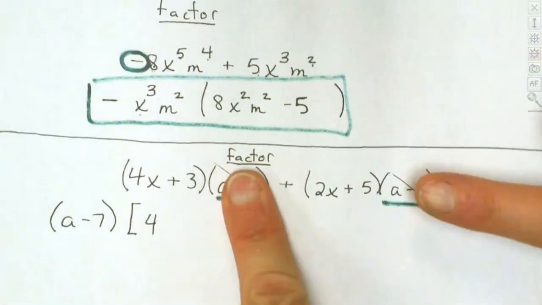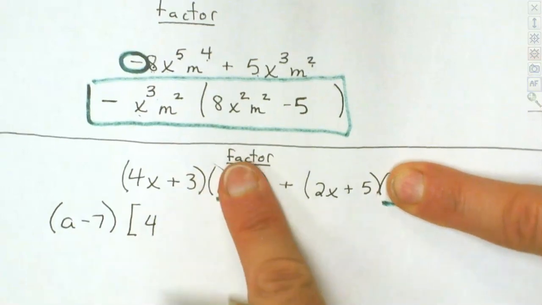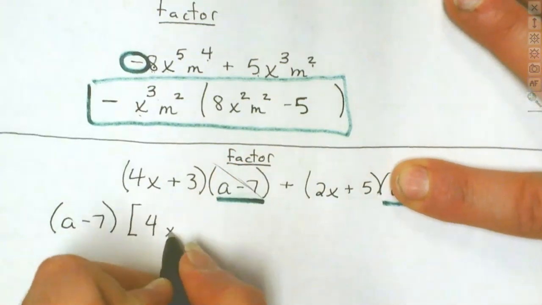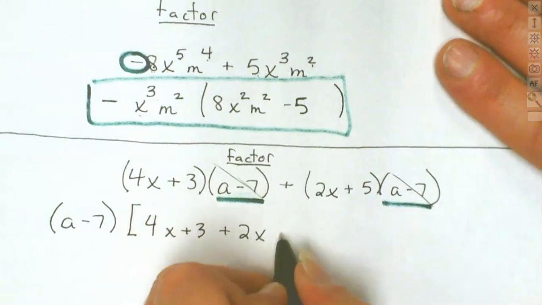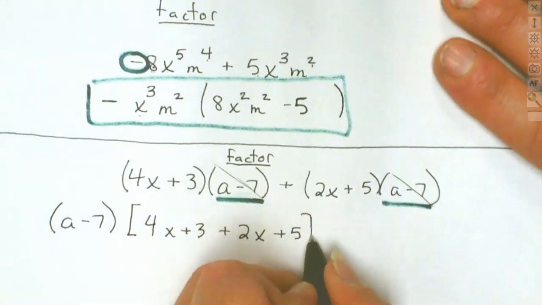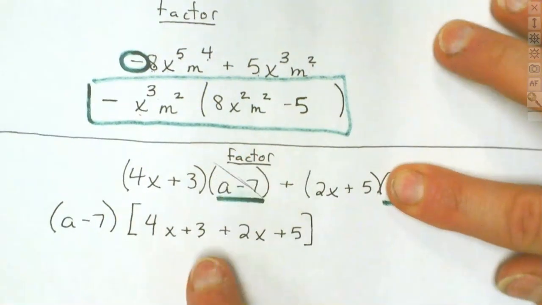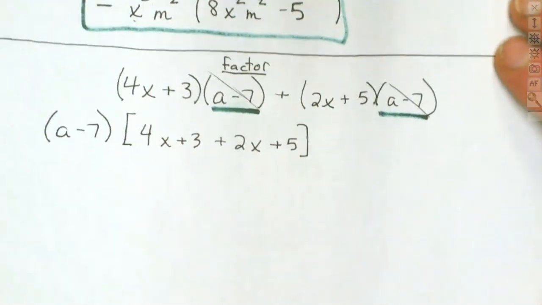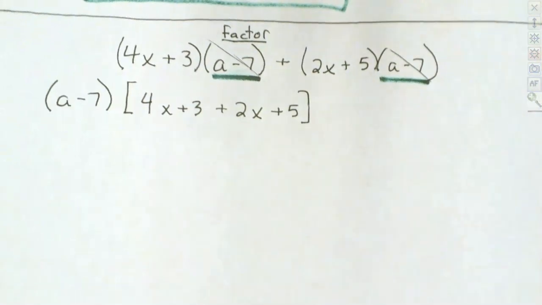If I take those two pieces out, okay, they're gone. They came out. The a minus 7s are gone. What's left over? 4x plus 3 and 2x plus 5. So those were gone. So that's there. Now, once we've got the leftovers, again, I like to use square brackets. That way we don't have all these sets of parentheses running around, and so it's not so confusing.